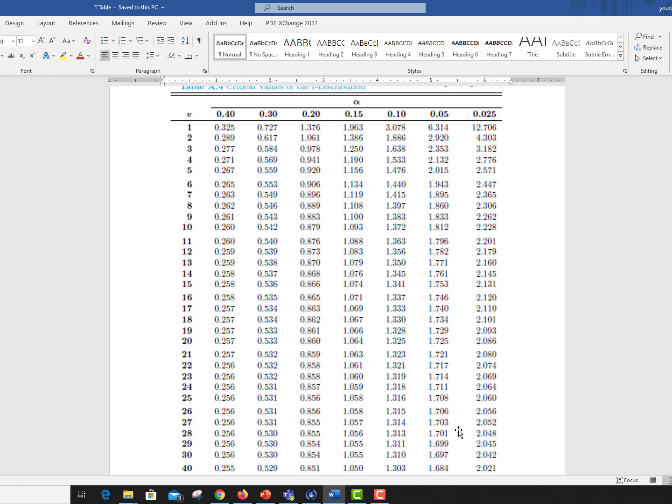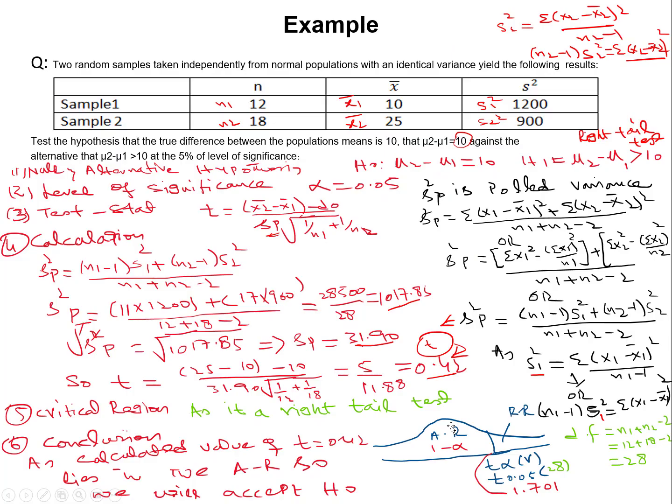This will be the boundary, 1.701 or 3. So basically we get this value from where? From the student T distribution table. So now we will check it. Is the T calculated value lying in the accepted region or is it lying in the rejected region?